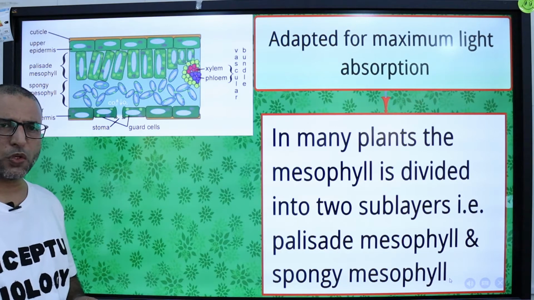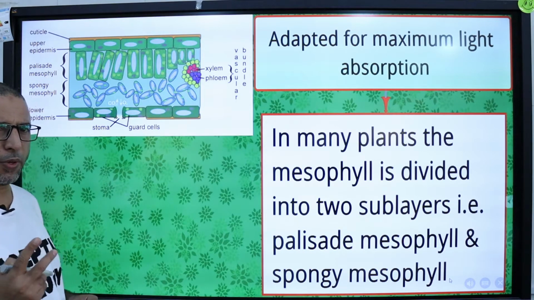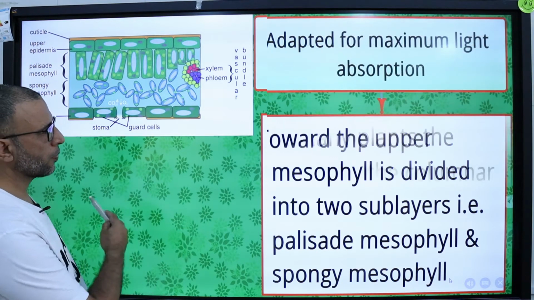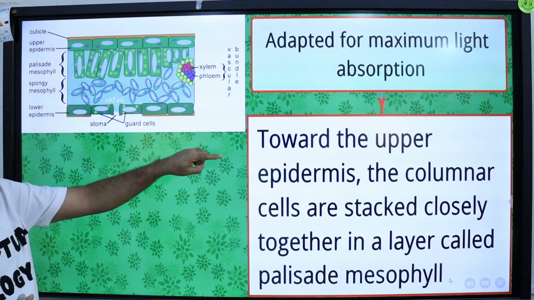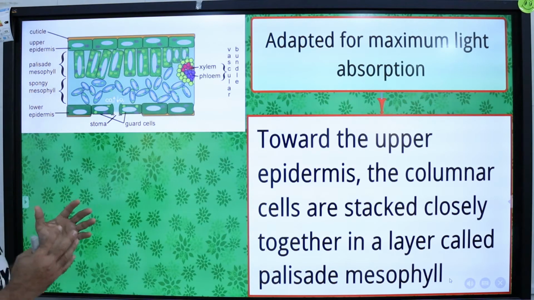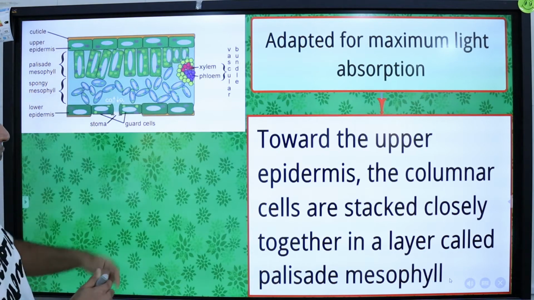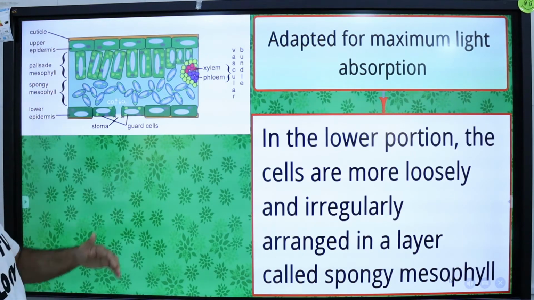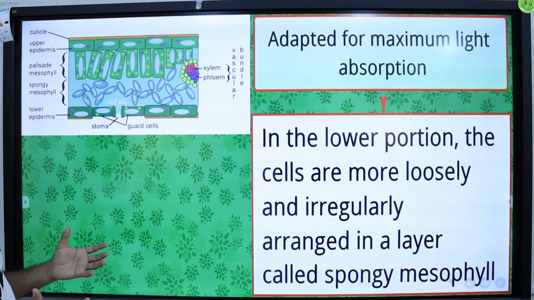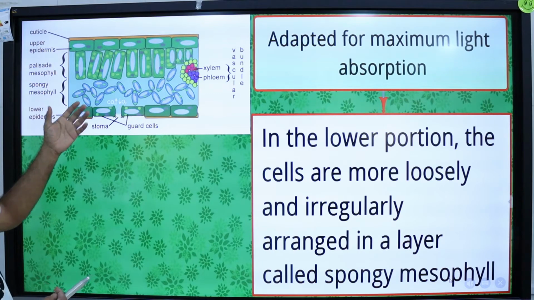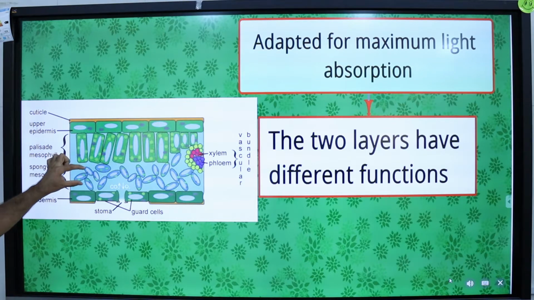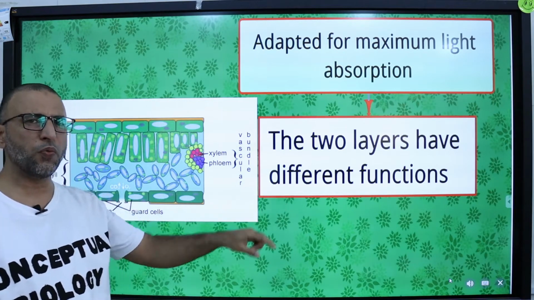In many plants, mesophyll is divided into two sublayers, that is palisade mesophyll and spongy mesophyll. Toward the upper epidermis, the columnar cells, which are closely packed together in a layer, are called palisade mesophyll. In the lower portion, the cells are more loosely and irregularly arranged in a layer, and these cells are called spongy mesophyll. These two layers have different functions.